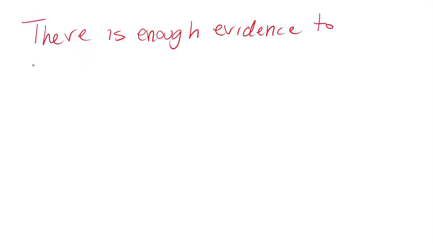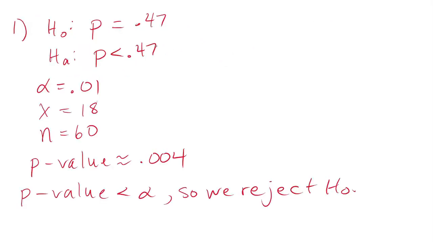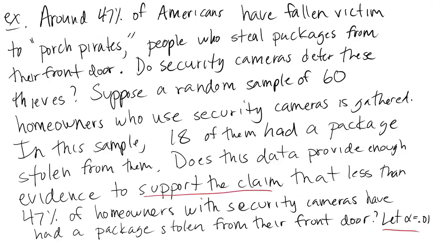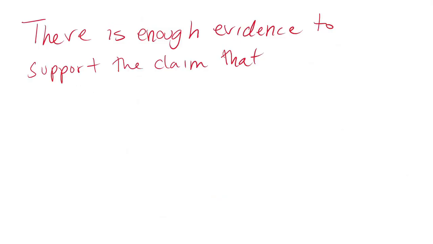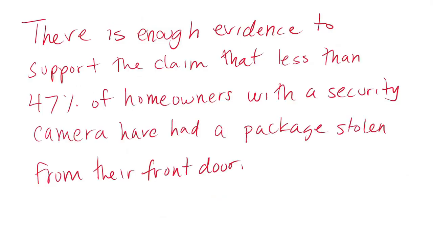So to support the claim that, now I just look up the claim. What claim did we have? Well, in symbols, it's p is less than 0.47, but that's not very specific to the problem. So let's go back to the wording. The claim that we were trying to support was that less than 47% of homeowners with security cameras have had a package stolen from their front door. Let's write that. There is enough evidence to support the claim that less than 47% of homeowners with a security camera have had a package stolen from their front door.